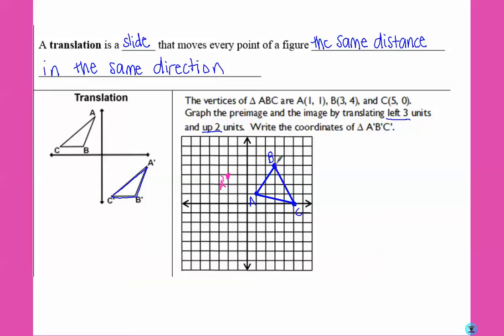I'm going to take my B point. I'm going to go left 3, up 2, there's B prime. Take my C point, go left 3, up 2, there's C prime.